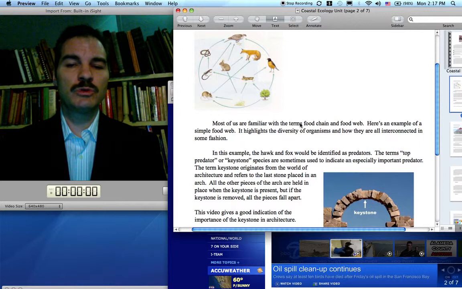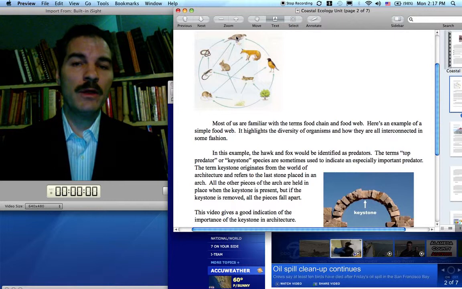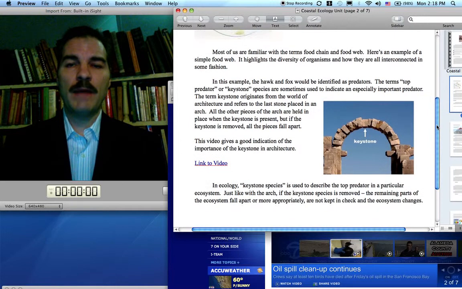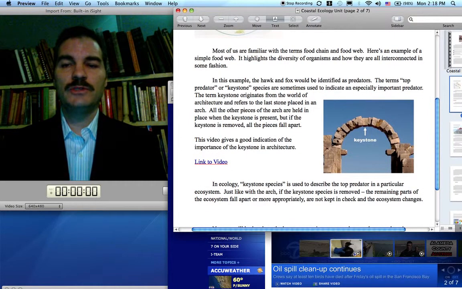A term which we'll be talking about is keystone species. Keystone species refers to the top predators in a particular ecosystem. So in this example you have the hawk and the fox. You could usually substitute those for a marine ecosystem being the killer whale, sharks of some sort. On another land-based one you could have the bald eagle, you could have the Florida panther here. So keystone species is a significant predator in that food web, and the term keystone originates from architecture, the keystone being the final stone placed which maintains the integrity of an arch.